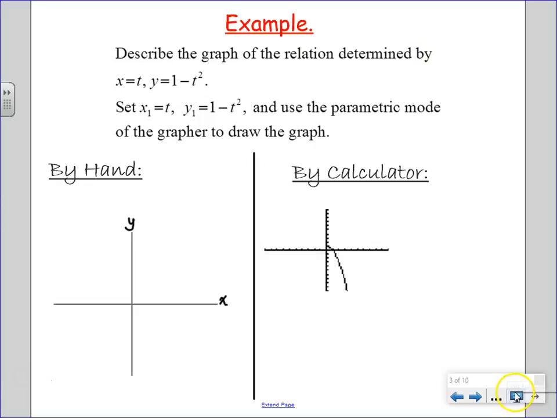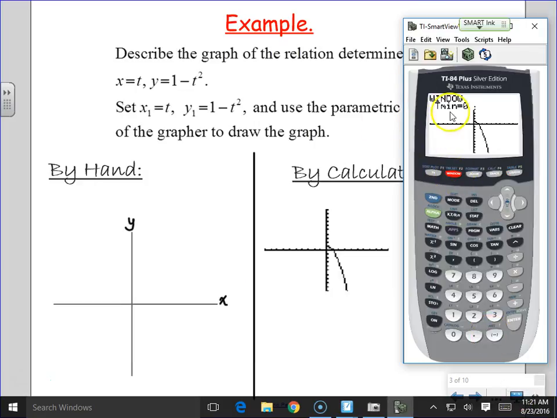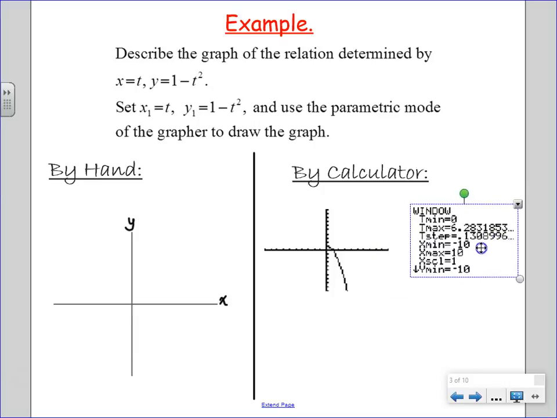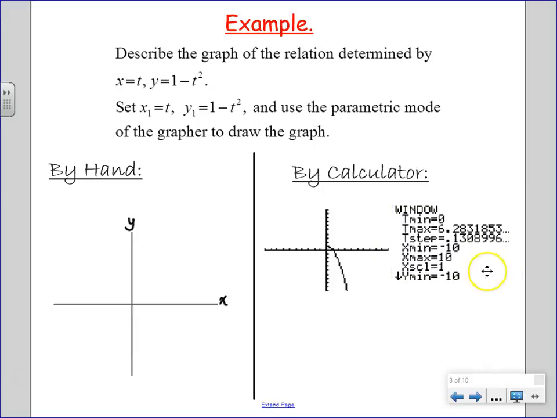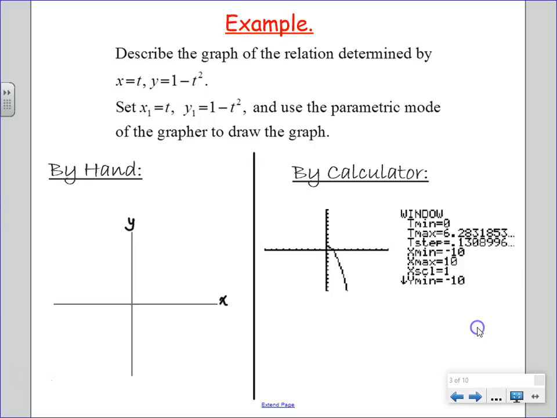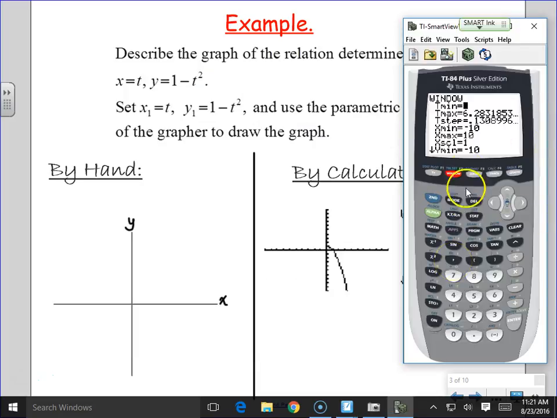I'm going to take the zoom standard, the standard window. Did any of you, I apologize, have a different T-min and T-max than 0 and 6.2831? Yeah. What'd you have? Mine has 0 and 360. Why? I have no idea. How does 6.28 something correspond to 360? Radian. 2 pi in degrees. So I'm guessing, Amanda, degrees, yeah? Yeah. What are you in? Radians. Okay.